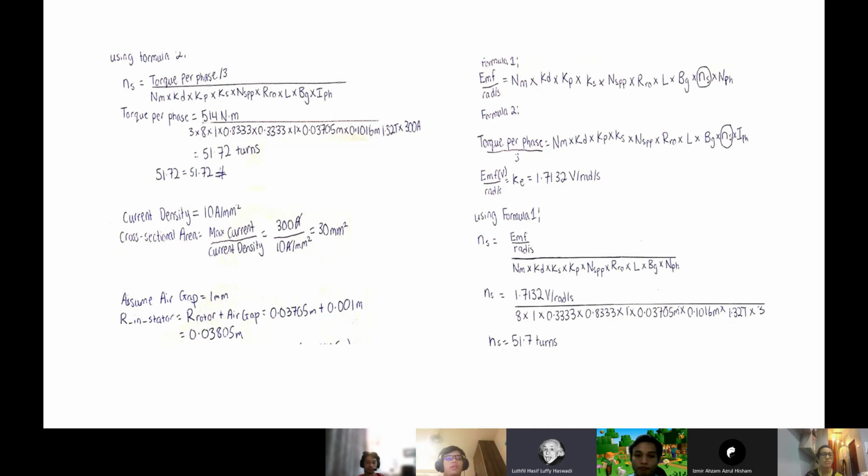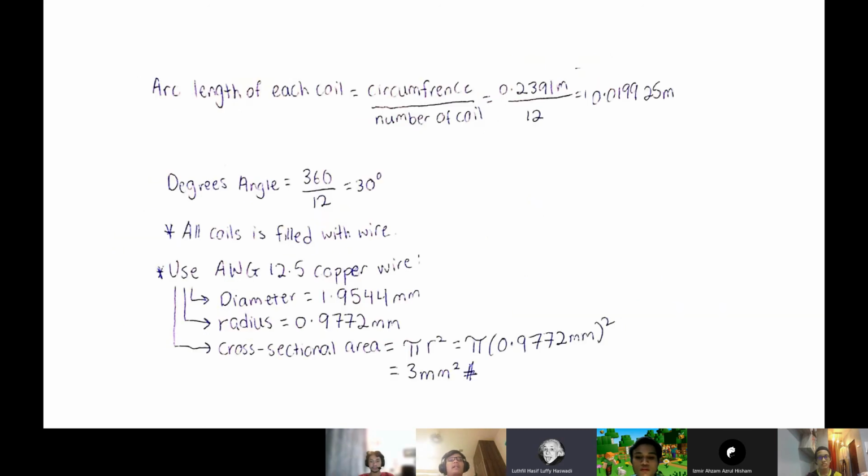Okay, so now we go to current density. We know that current density is 10 amps per square millimeter. In order to obtain the cross-sectional area, we divide the max current by the current density. In our case, max current is 300 amps, divided by 10 amps per square millimeter, which is 30 square millimeters. So our cross-sectional area needed is 30 square millimeters. If we assume that the air gap is 1 millimeter, then the radius of the stator is the radius of the rotor plus the air gap, so it will be 0.03805 meter.